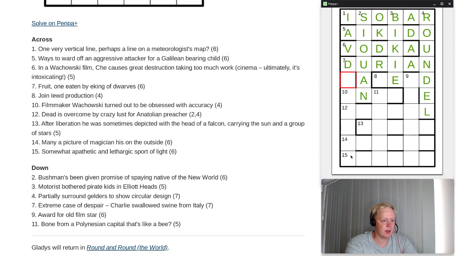Then we can look at 7 down, starting with D. So extreme case of despair. Charlie swallowed swine from Italy. Now, case of something. The case of a word is its first and last letters. So you remove all the other things and just leave the case of the word. It can also be like a frame or something like that, or skin. Many words for that sort of outer layer of a word. Case is one of them.